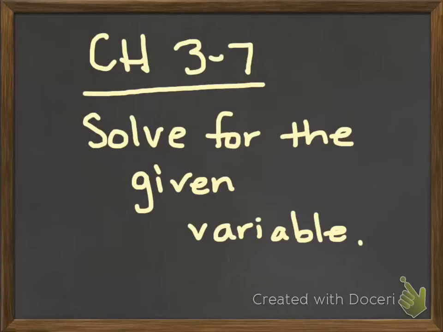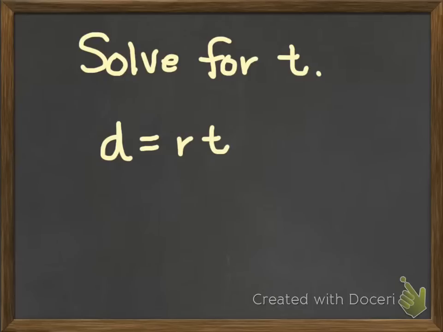Okay, so today, November 13th, Tuesday, we started chapter 3-7, which is solve for the given variable. Okay, here's the first example. We need to solve for t. That means we want it to be t equals.